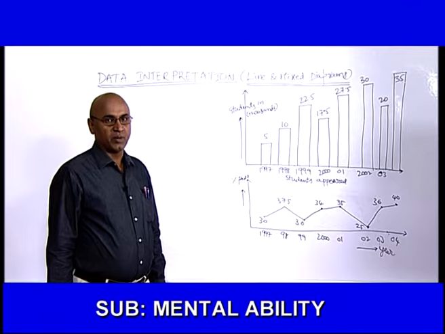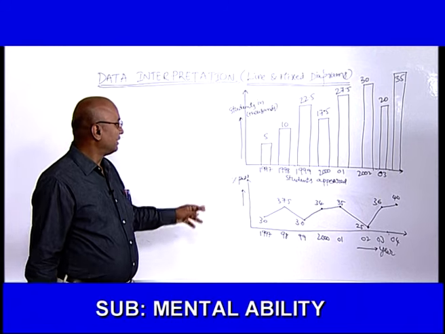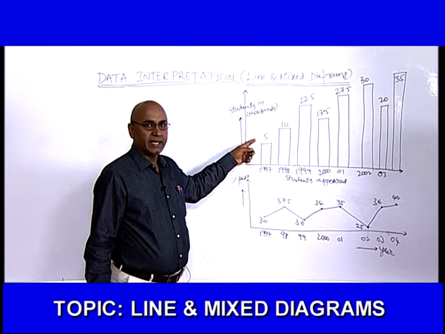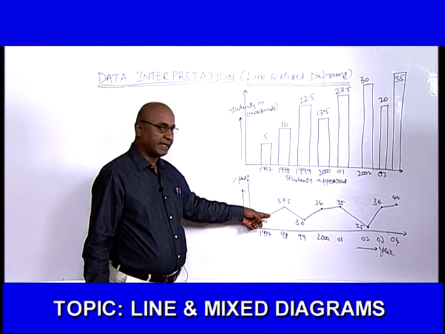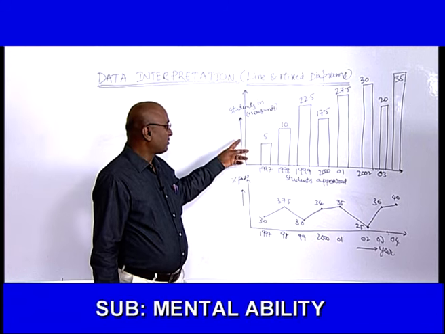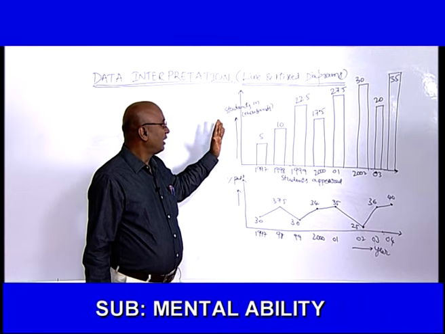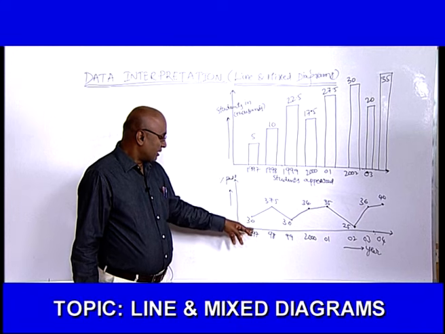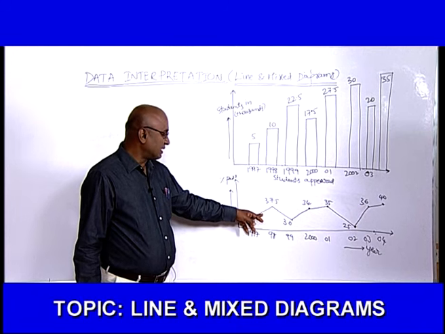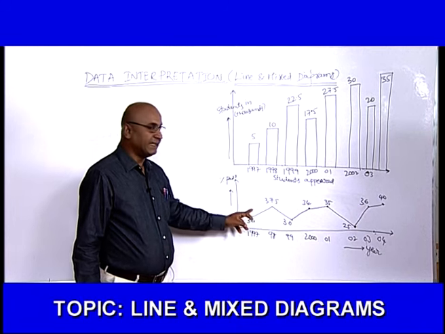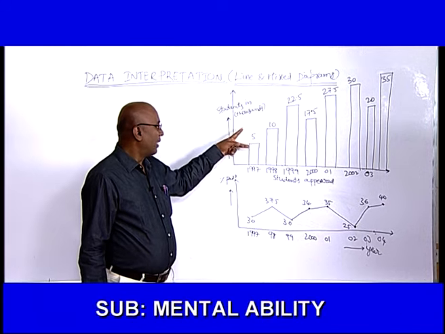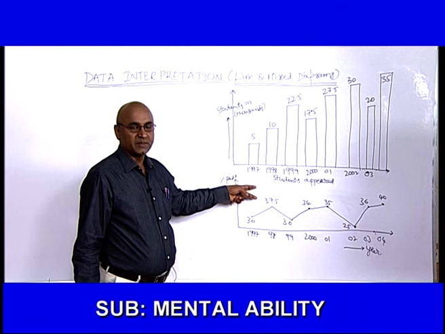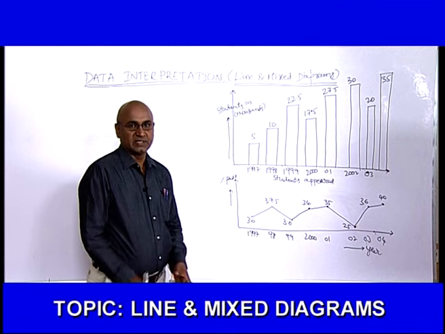Now we will see the next problem. See this problem. In the problem there are two diagrams. The first diagram is the bar diagram and the second one is the line diagram. The number of students appeared for an exam is given in the bar diagram and the pass percentages are given in the line diagram. So by linking these two diagrams, or by observing these two diagrams, we have to answer the following questions.